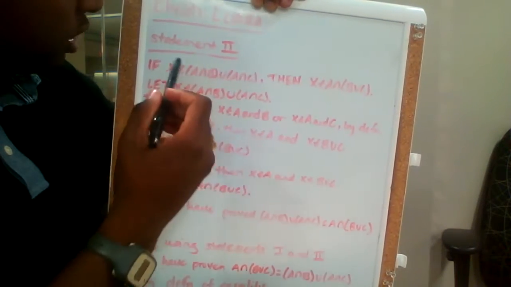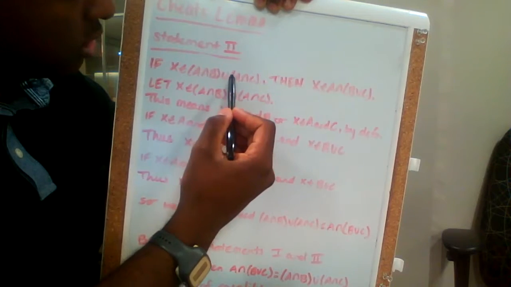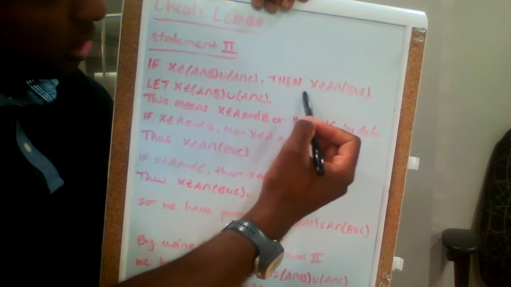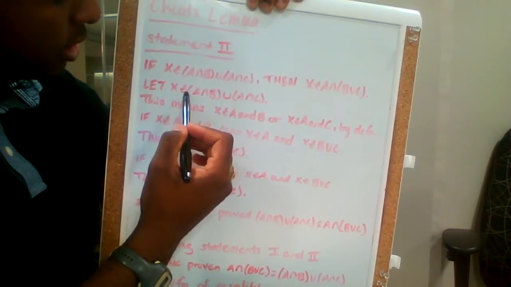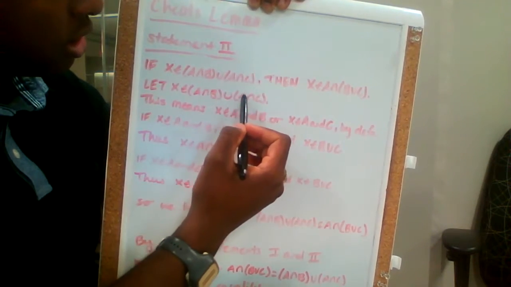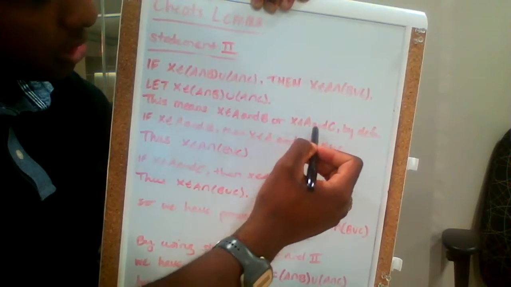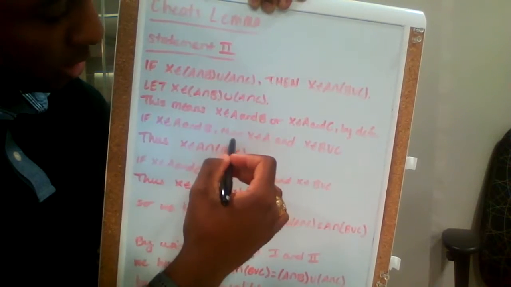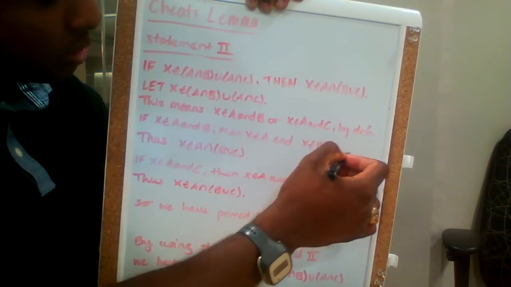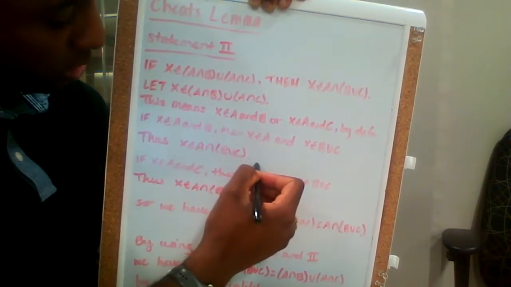So now we prove statement 2. If x is in (A ∩ B) ∪ (A ∩ C), then x is in A ∩ (B ∪ C). So we let x be in (A ∩ B) ∪ (A ∩ C). This means that x is in A and B, or x is in A and C, by definition. If x is in A and B, then x is in A and x is in B ∪ C. Thus x is in A ∩ (B ∪ C).